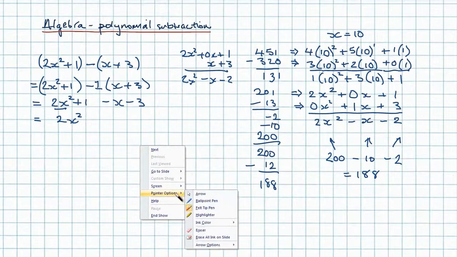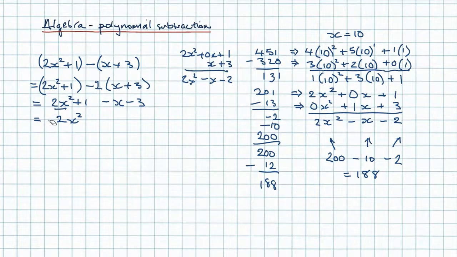Now let's erase the underline. Now we say, how many x terms have we got? Well, just 1, but it's a negative x. So we're adding negative x. And now how many 1s have we got? How many constants, if you like? We've got 1, subtract 3, so that's negative 2. Gathering like terms, negative 2. And our final expression then, our answer to this subtraction, is 2x squared plus 1 subtract x plus 3 equals 2x squared minus x minus 2.